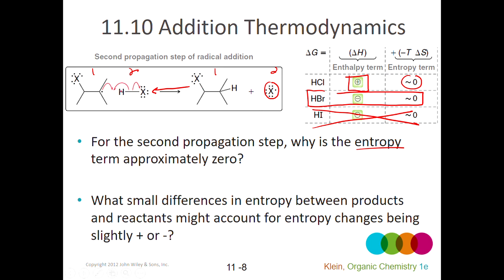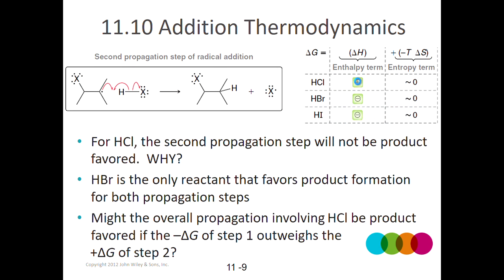So here's a situation where we might actually not have exactly 0 because there might be small differences in entropy, but the entropy term is basically negligible. And so we're focused on the sign for delta H. So because we're getting a positive value here, it's not product favored because we have a positive value for delta H. And that has to do with the stability of the radical comparatively on both sides. It's not as stable over here with chlorine as it would be with bromine or iodine because the bromine and iodine are even larger and allow that instability to be even further away from the nucleus, so it's not as impactful.